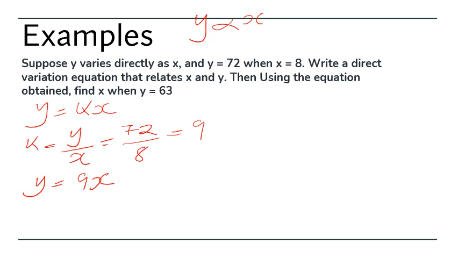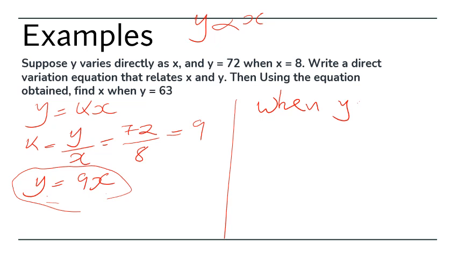So this is the equation which is relating x and y, which means for you to have y, you need to multiply x 9 times. Something like that, so there's that relationship. Now they're saying, using this equation that we have found, find x when y is equal to 63. So for us it is to find the value of x.